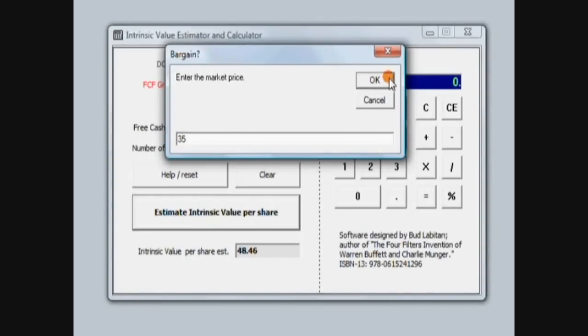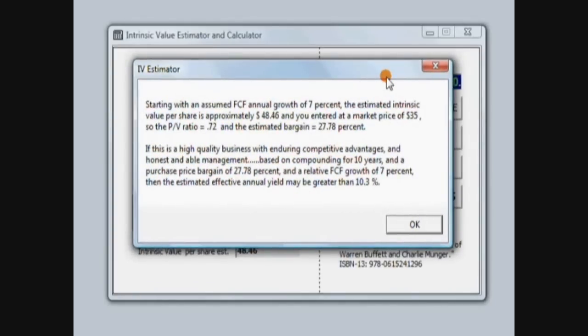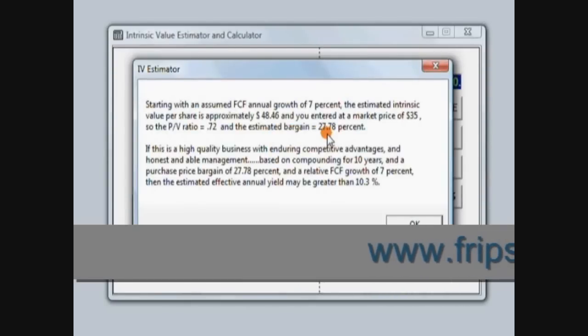If this is a high quality business with enduring competitive advantages and honest and able management, based on compounding for 10 years and a purchase bargain of 27.7% and a relative free cash flow growth of 7%, then your estimated effective annual yield for that time period may be greater than 10.3%. And that's how it works. And then this half is simply a calculator on this half of the estimator.